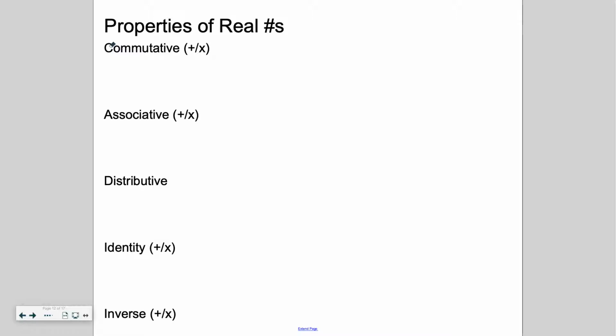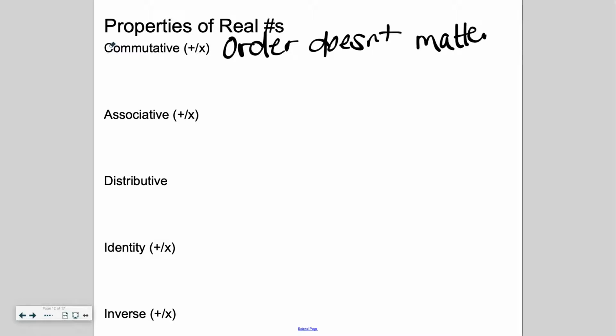It means that the order doesn't matter. Order doesn't matter. Oops, I must have gone to calligraphy. I feel like Harry Potter over here.